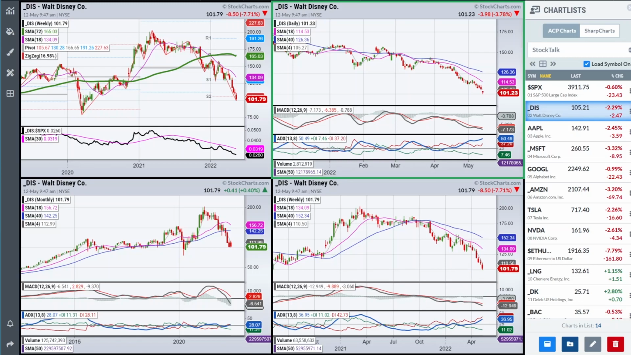Now, the momentum conditions are strong. You see how strong the ADX is here and here. Any kind of rally is going to be probably short-lived. But just based on the fact that we're coming down to this support area and we're getting stretched away, we're oversold right now, we should be on the lookout for some kind of a bounce back. That's what I'd be looking for.